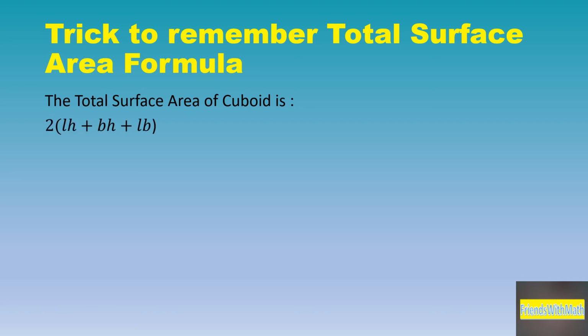Trick to remember total surface area of a cuboid. This is very interesting, so listen carefully. The total surface area of cuboid is 2 into (LH plus BH plus LB). The first thing we need to remember is that 2. First we need to write 2 and then open the brackets.